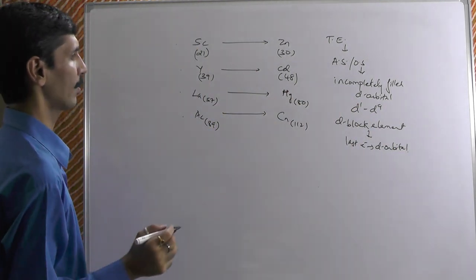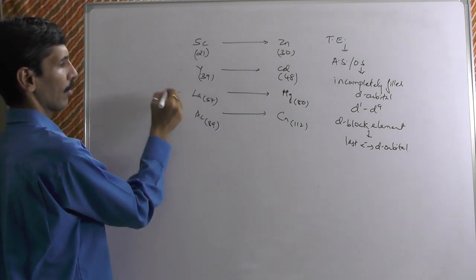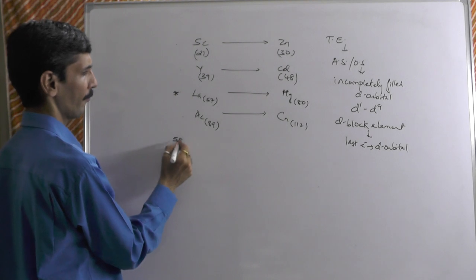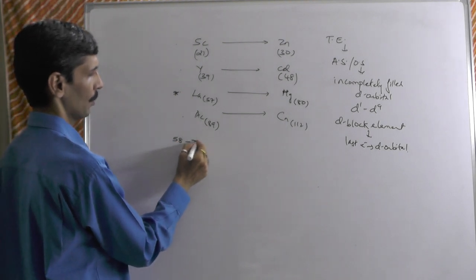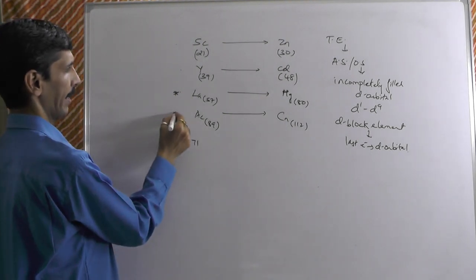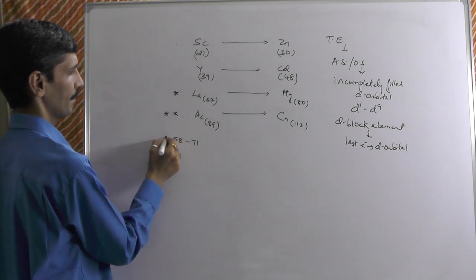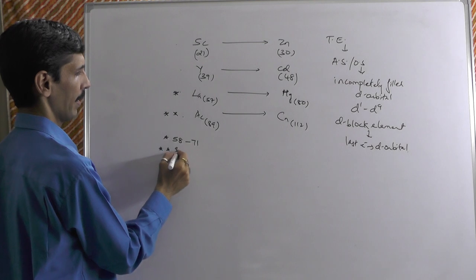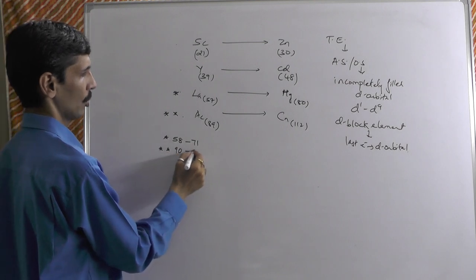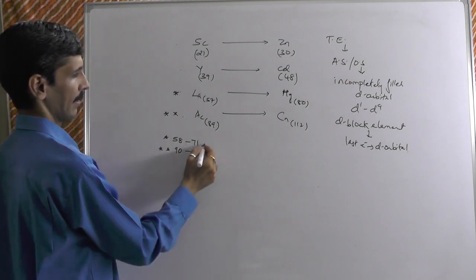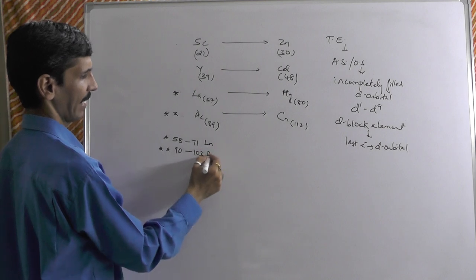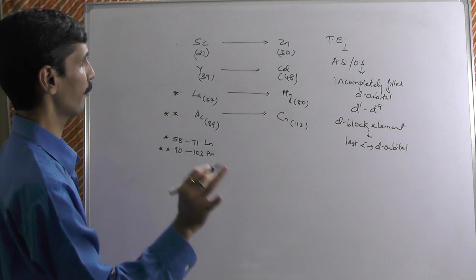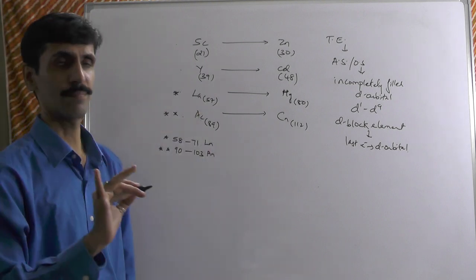Now here I put a star mark over here for the elements with atomic number 58 to 71, and a double star for atomic number 90 to 103. These series are called lanthanides and actinides, so they are being excluded. So the total number of elements remains 10 only.